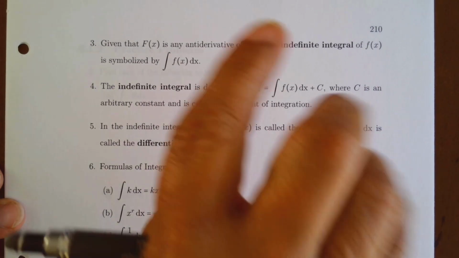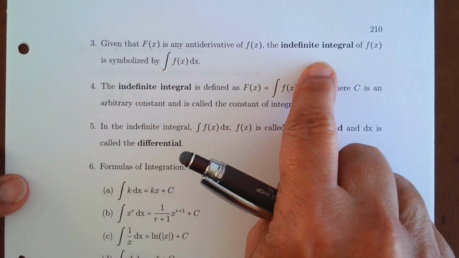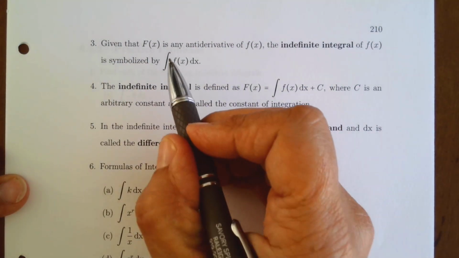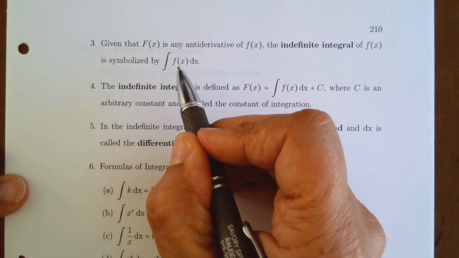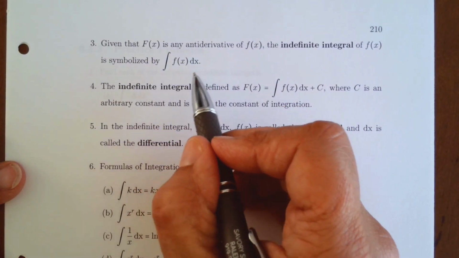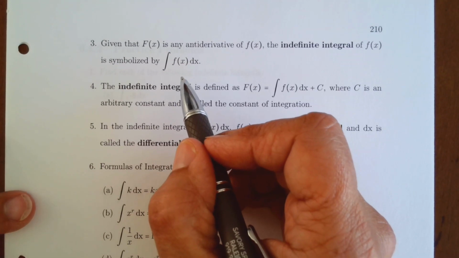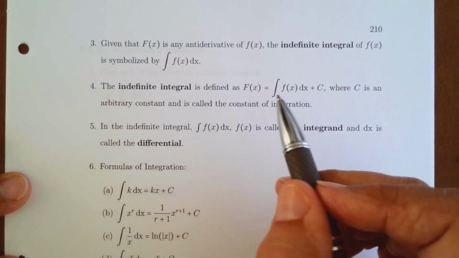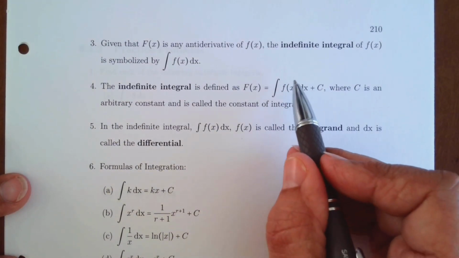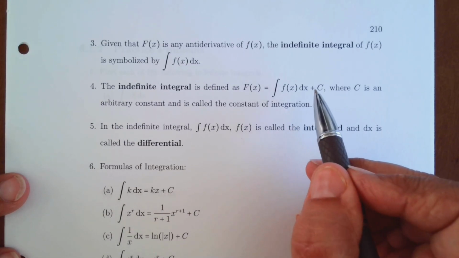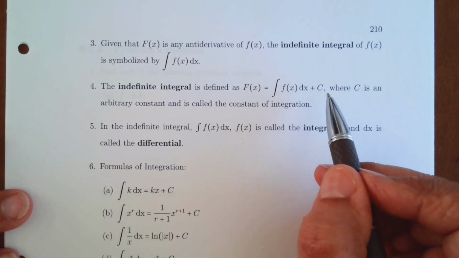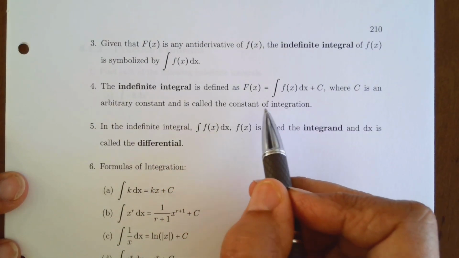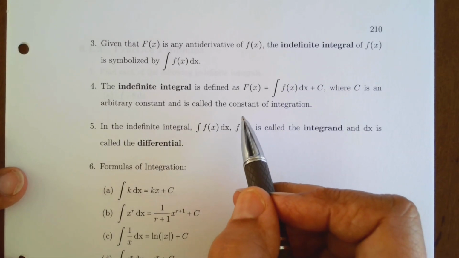Given that the antiderivative of f of x, the indefinite integral of f of x, is symbolized by this notation. So when you see this symbol right here, and then f of x dx, that means you are looking for the antiderivative. That's an indefinite integral. Now, when we find an indefinite integral, we're going to do the antiderivative of what's given to us, and then we always have to tack on this plus C. It says C is an arbitrary constant and is called the constant of integration. We'll talk about that when we get into our first few examples.